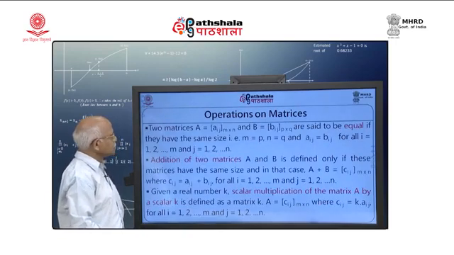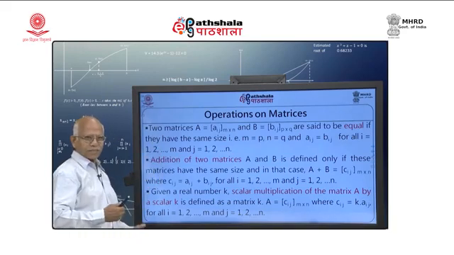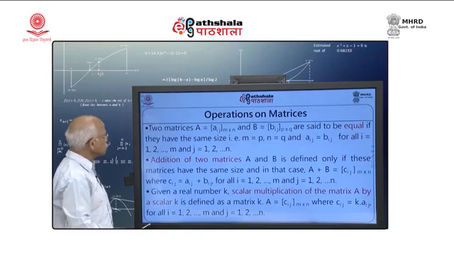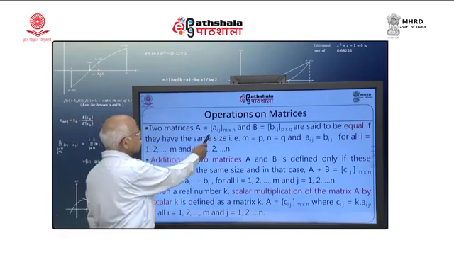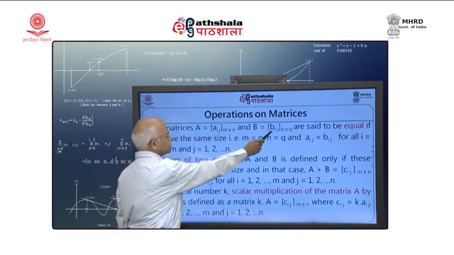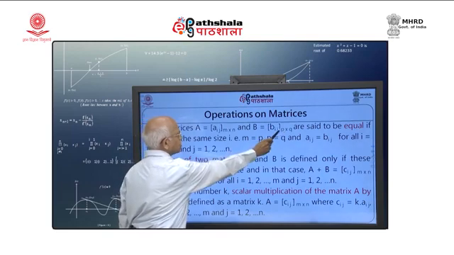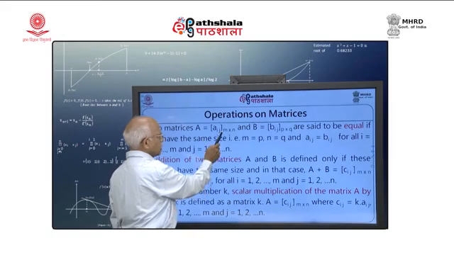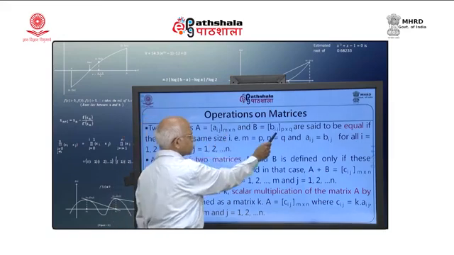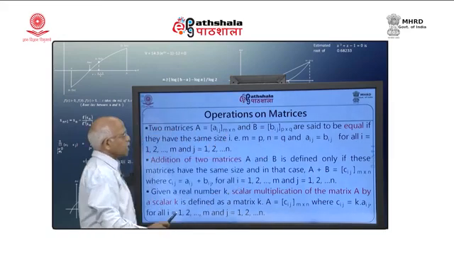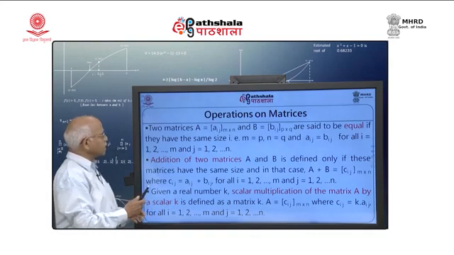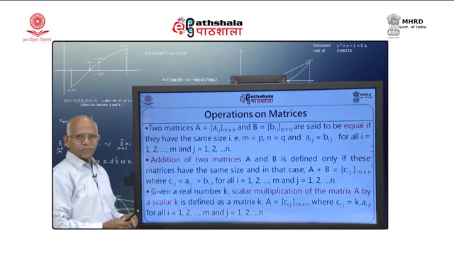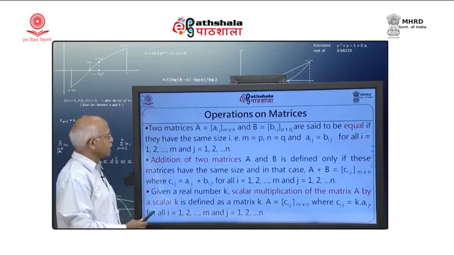Two matrices, now we are talking about operations on matrices. What kind of operations can be performed on the matrices? So, we are taking two matrices Aij, Bij. This is of order m cross n, this is of order p cross q. m number of rows, n number of columns, p number of rows, q number of columns are said to be equal. Now, two matrices are said to be equal if their order is the same and all elements are identical.